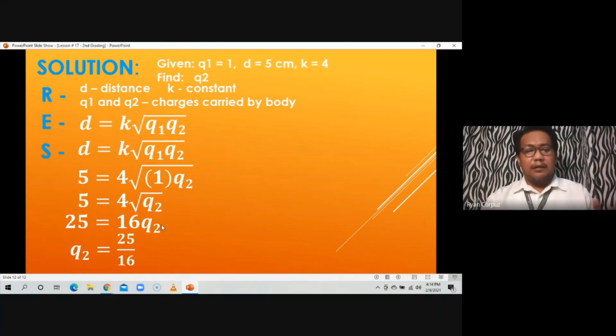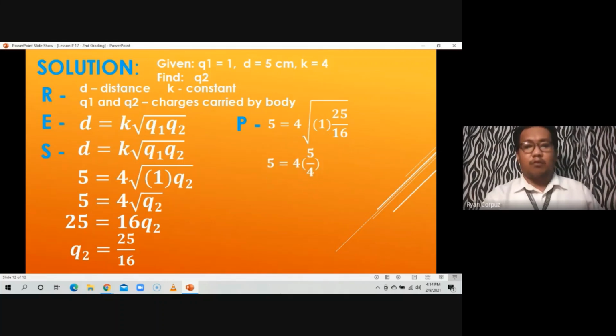Now, let's prove if the value that we got is really the value that we are looking for, the value of Q sub 2. Using the equation in the problem, we just substitute what we got. 5, the distance, is equal to 4, the value of K, times the square root of 1, the value of Q sub 1, times 25/16, the value of Q sub 2. 1 times 25/16 is the same as 25/16.